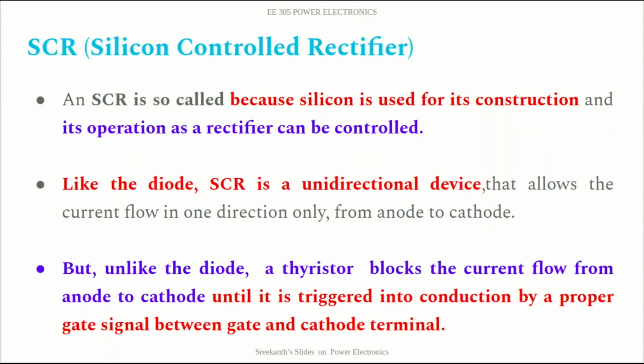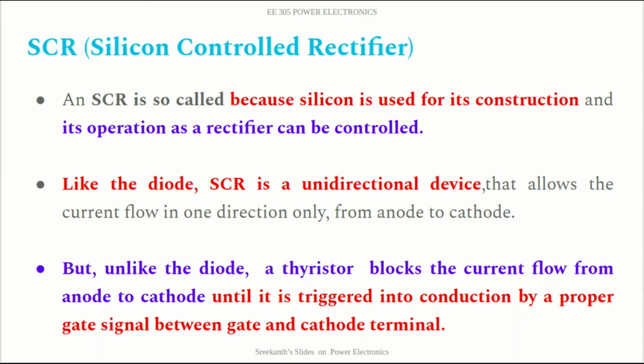An SCR is so called. Why do you call SCR SCR? Because silicon is used for its construction. Moreover, its operation as a rectifier can be controlled. Now, like a diode, SCR is a unidirectional device. It allows the current to flow in one direction only, from anode to cathode.